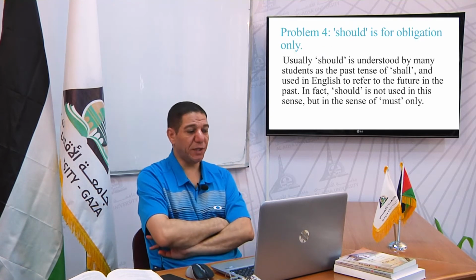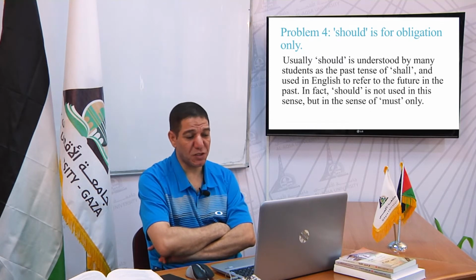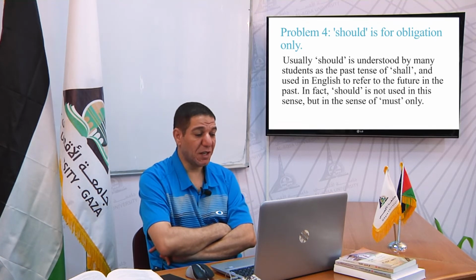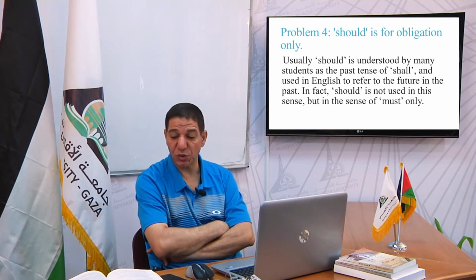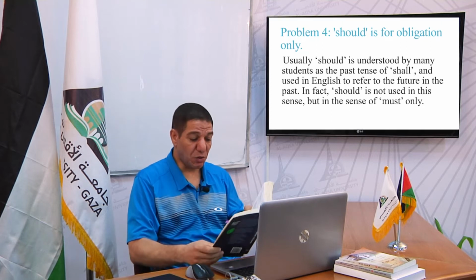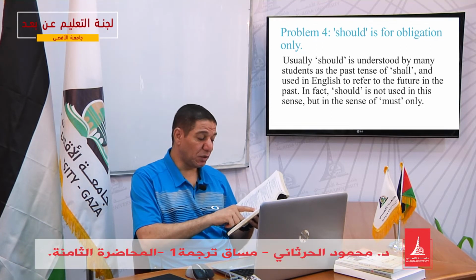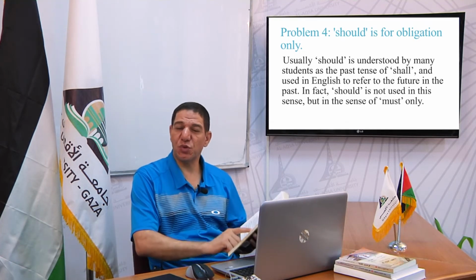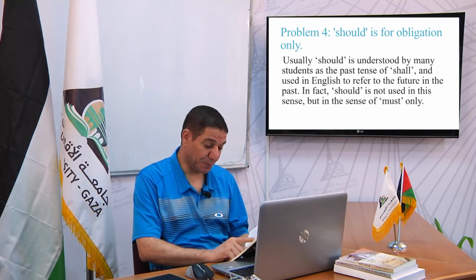Okay. Problem 4. Should is for obligation only. Usually should is understood by many students as the past tense of shall and used in English to refer to the future in the past. In fact, should is not used in this sense but in the sense of must only. And here in this book by Michael Swan, you can look at how should and ought are very similar. Should and ought. So you can say should can be rendered into Arabic as ينبغي. Okay?